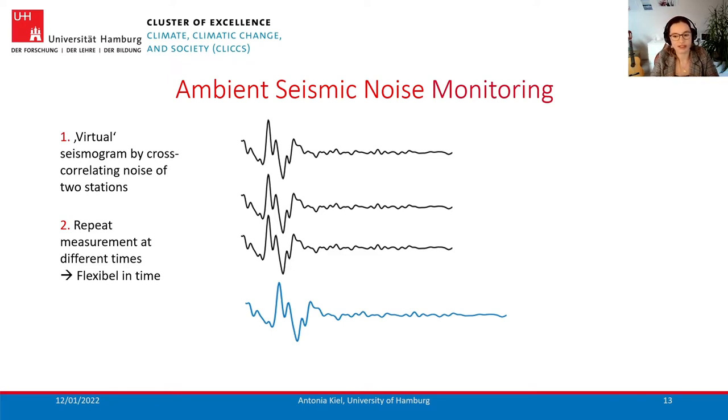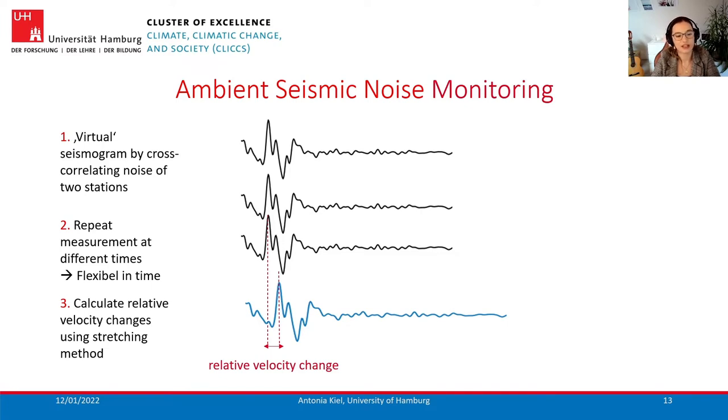We can go from an hourly scale to a daily scale or even monthly scale, depending on our goal. So this is an advantage of ambient seismic noise monitoring, because it can be done at different time resolutions, and we are therefore very flexible in time. And of course, if we have a change in velocity, we see that our wave field, or our waveform, the virtual seismogram, so the cross-correlation function, got stretched. And this stretch we can then calculate using the stretching method already introduced. So now we know how we can determine these relative seismic velocity changes.